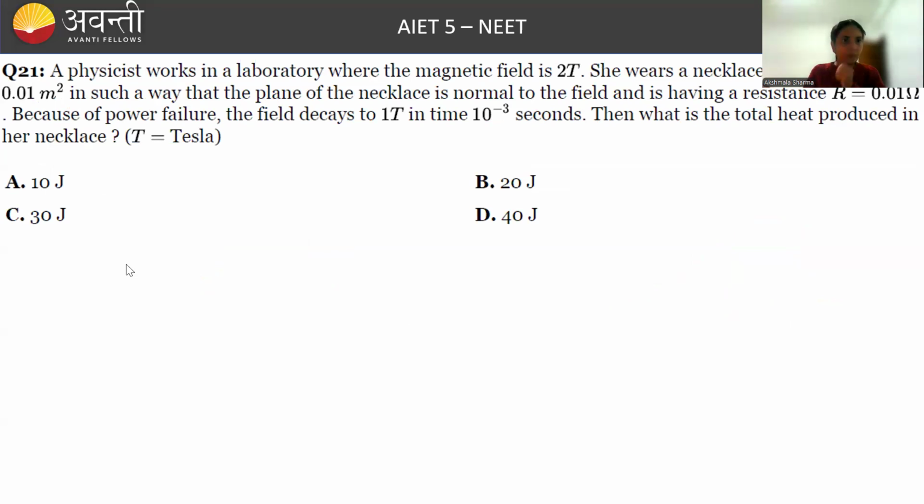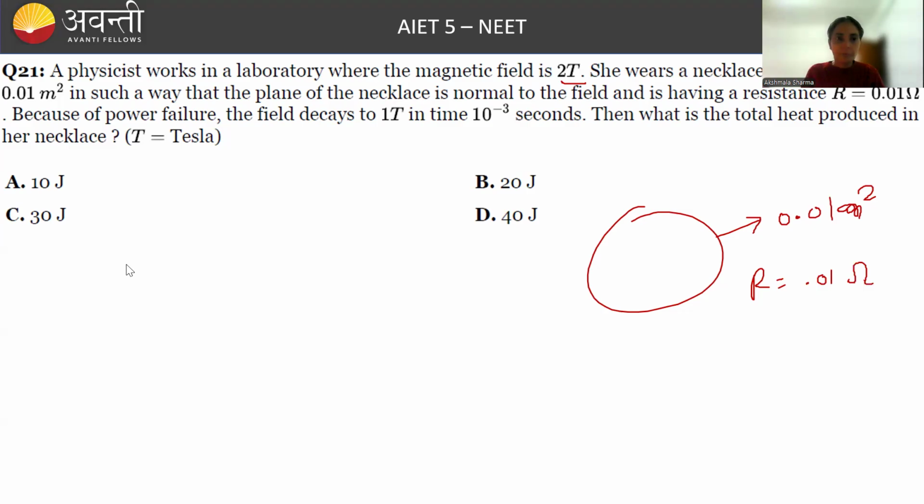Now, a physicist works in a laboratory where the magnetic field is 2 Tesla. She wears a necklace enclosing an area of 0.01 meters square, in such a way that the plane of the necklace is normal to the field, and it has a resistance of 0.01 ohm. Because of a power failure, the field decays from 2 Tesla to 1 Tesla in 10 to the power minus 3 seconds. Then what is the heat produced in the necklace?